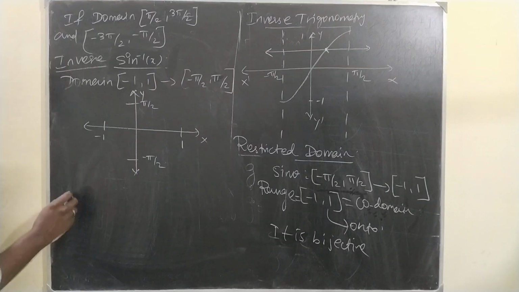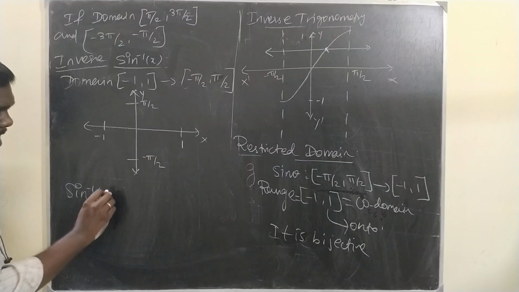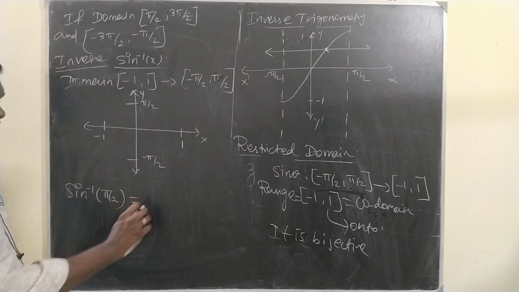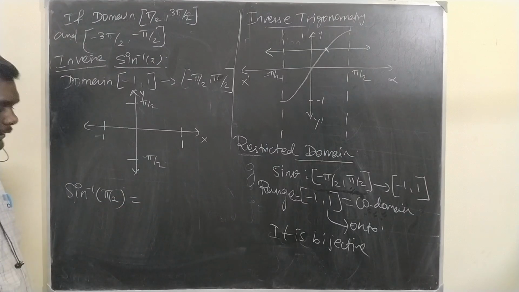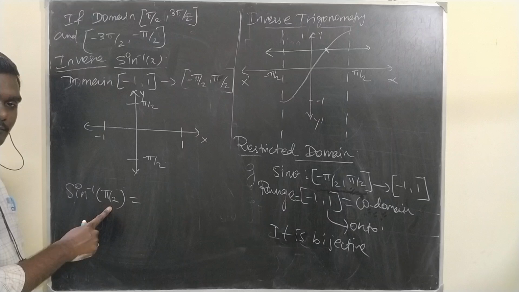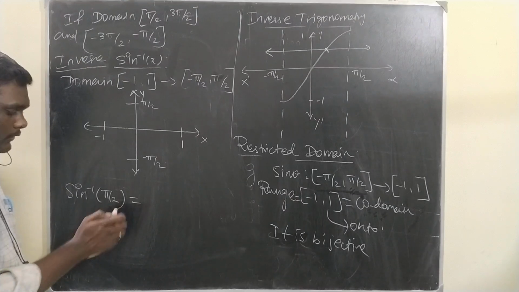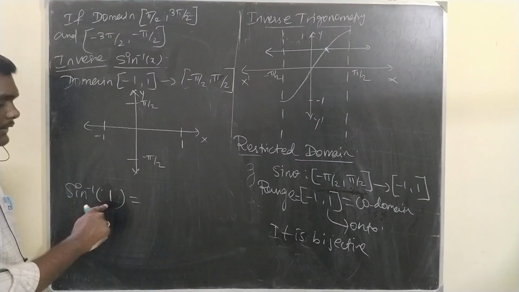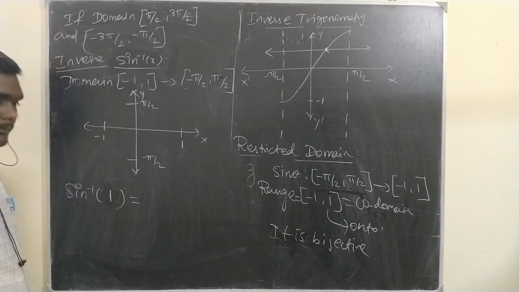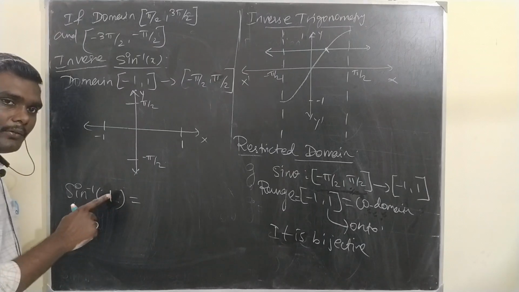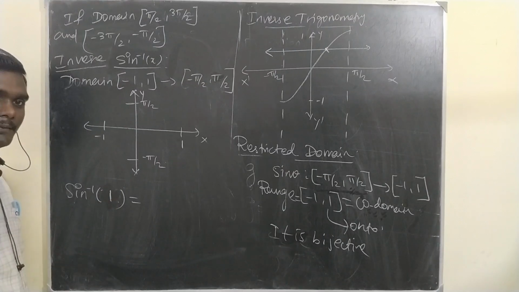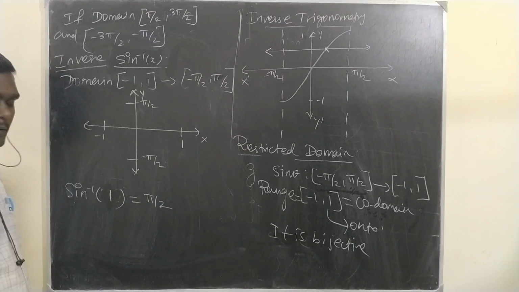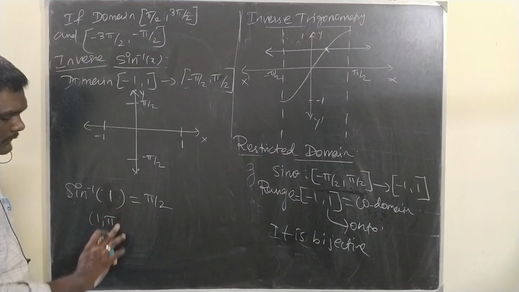See, sine inverse of pi by 2, so pi by 2 comma 1. How will you calculate sine inverse of pi by 2? Oh, sorry. Domain. My bad. 1. Sine inverse of 1, this value has to be involved. For what value of theta will we get 1 in sine? Pi by 2. Okay. So the point is 1 comma pi by 2.